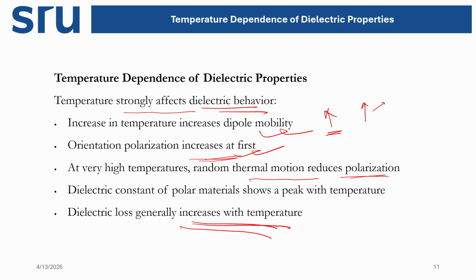Dielectric loss generally increases with temperature, meaning that the energy we provide through the electric field, along with the increasing temperature, may be utilized for different purposes, maybe for thermal reasons or other purposes. That is why with increasing temperature the losses will be more. So dielectric losses generally increase with increasing temperature.